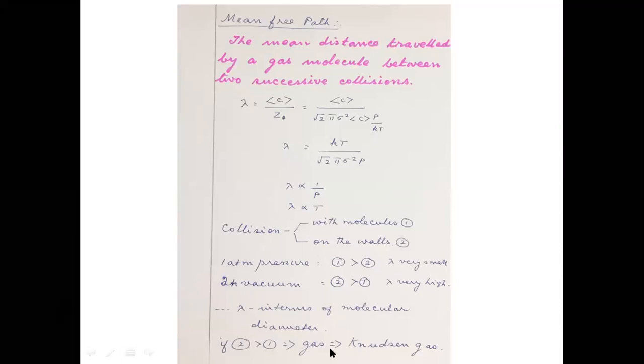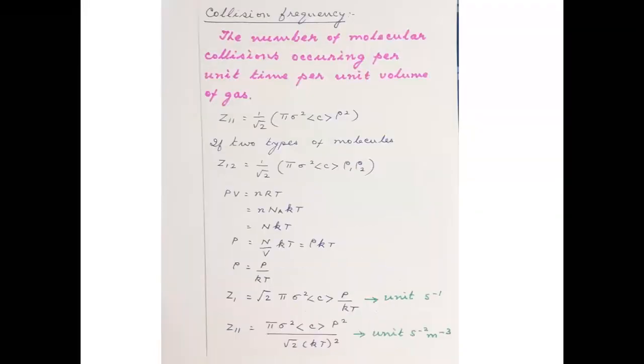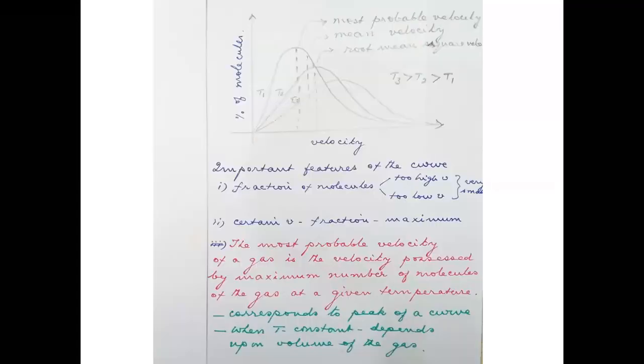So if a gas system has a frequency of collision on the walls of the container greater than the collision among themselves, then that gas is called a Knudsen gas. That gas is called a Knudsen gas. This is called mean free path. So with this, we come to the end of the gaseous state.